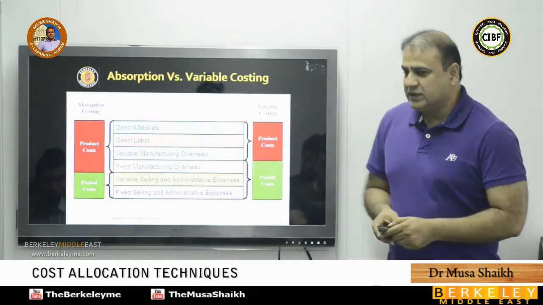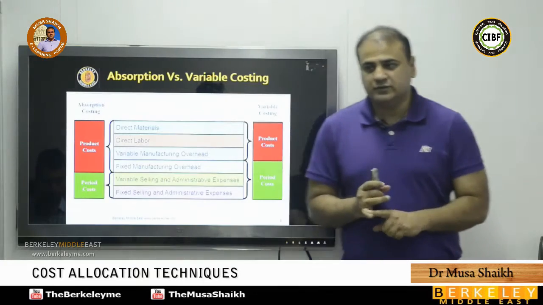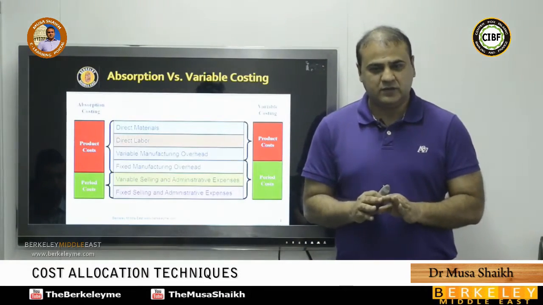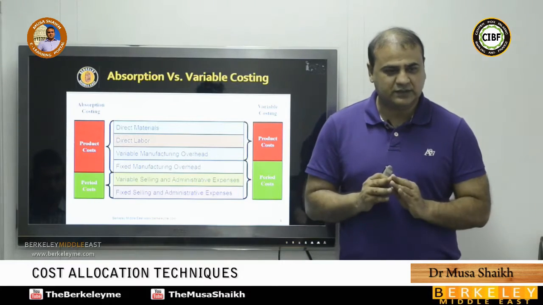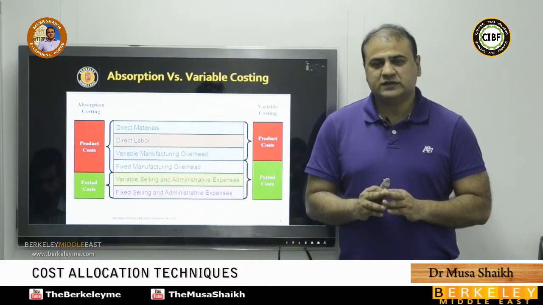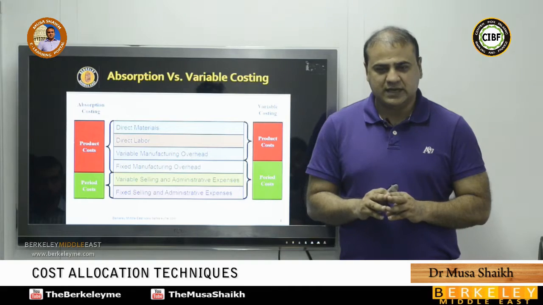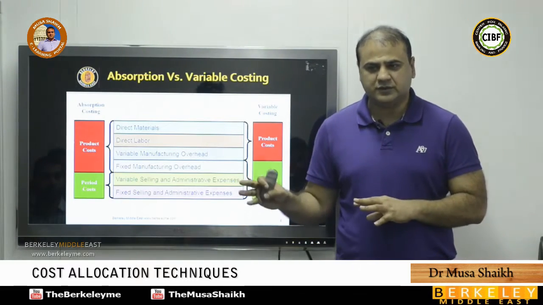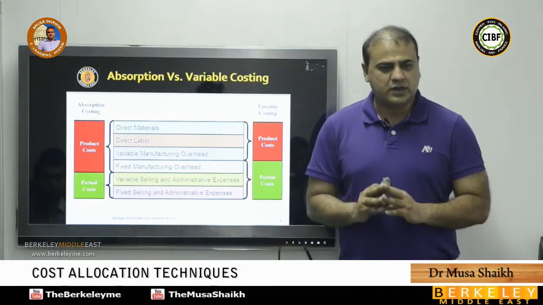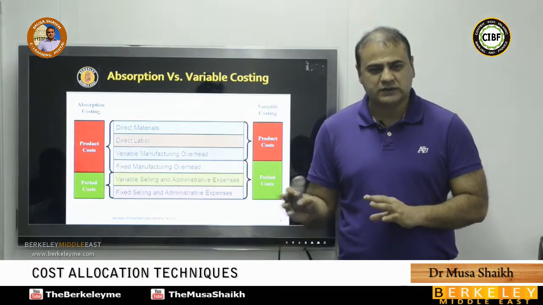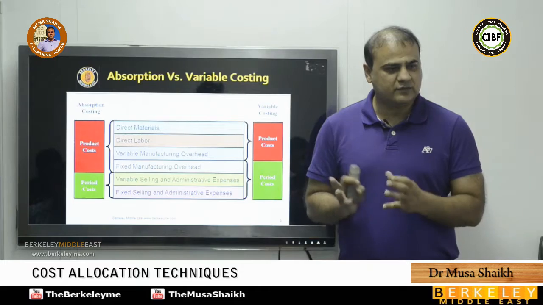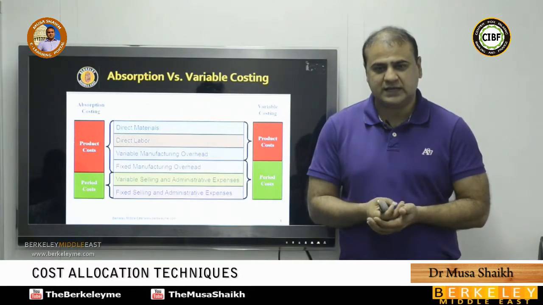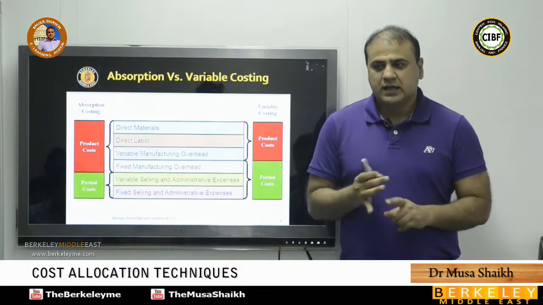Let's start our discussion. I'll give you one example just to explain what is an absorption costing and what is a variable cost, and I will move towards the calculative part. Questions are pretty simple in our exams. Calculate product cost by using absorption costing, calculate product cost by using variable costing. So if you have a concept of absorption and variable, then it's very simple to understand the question requirements.